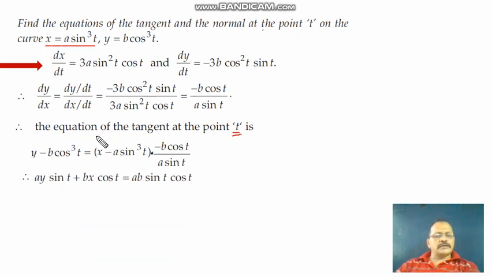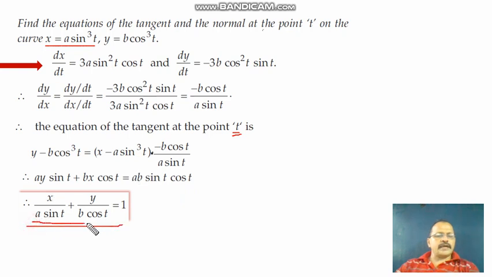Now rearranging the terms, we get ay sin t plus bx cos t is equal to ab sin t cos t. Dividing both sides by this term, we get x upon a sin t plus y upon b cos t is equal to 1, and this is the equation of tangent at point t.